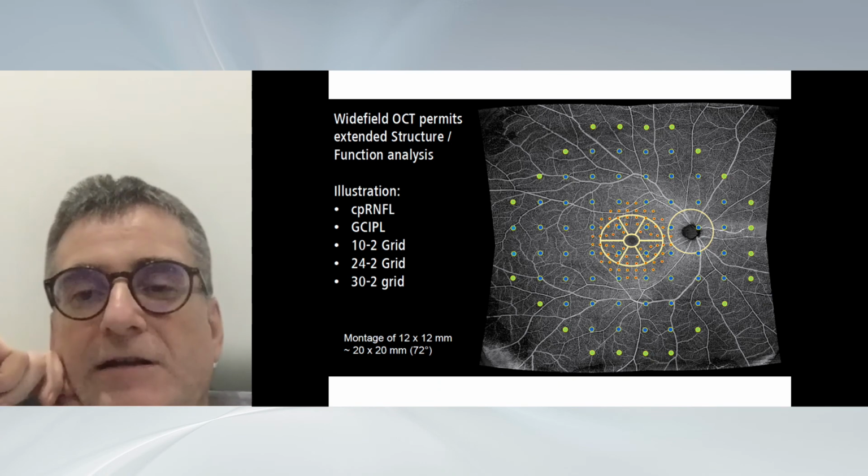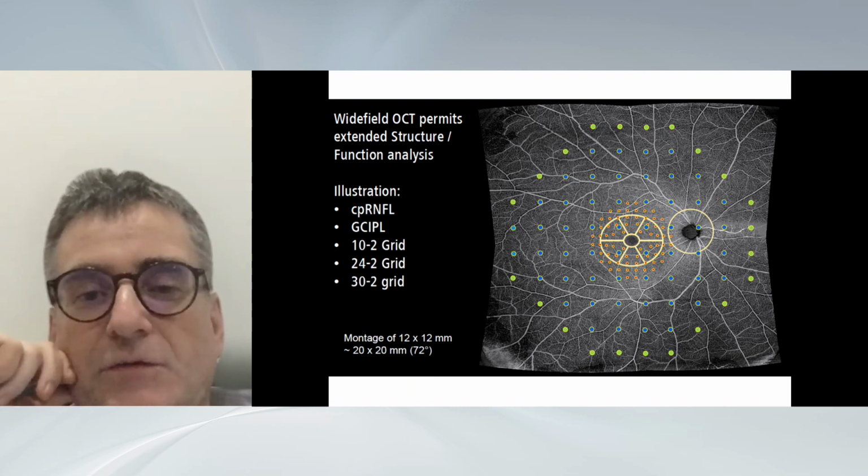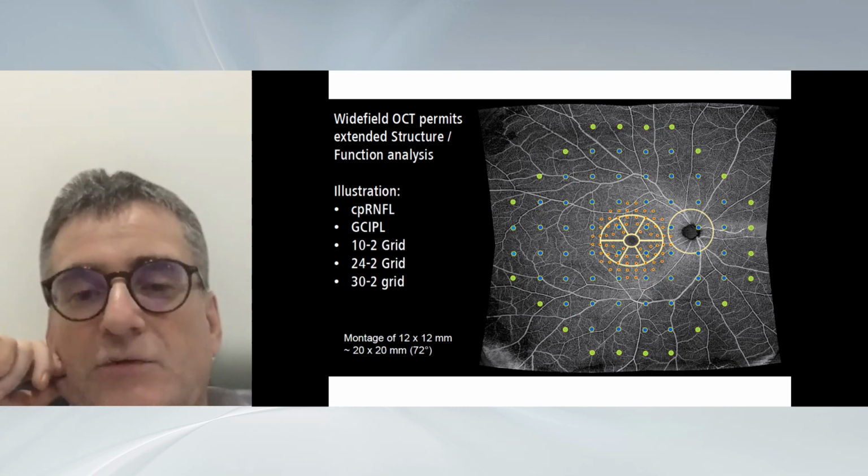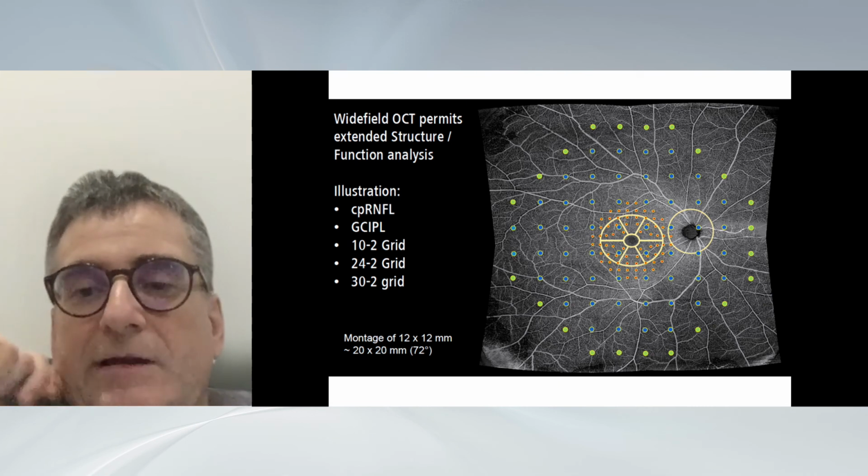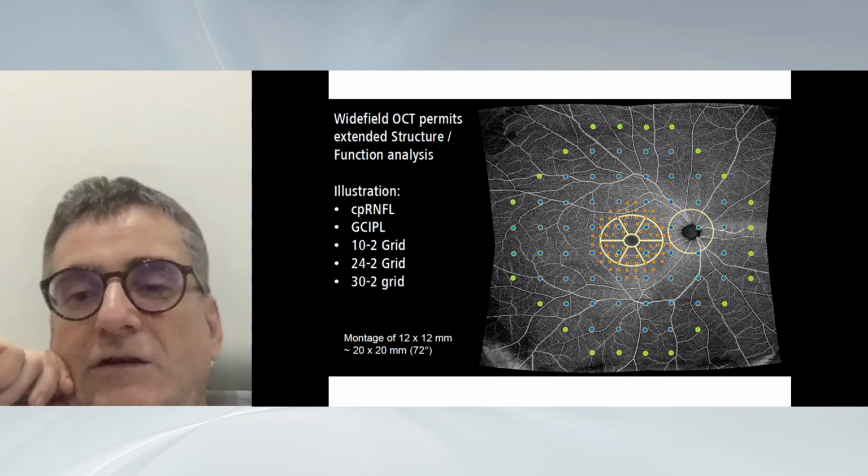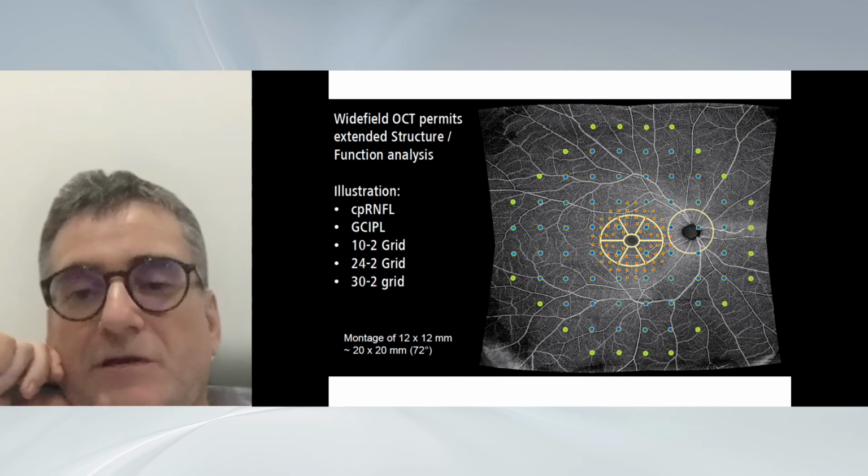It may be different, however, with wide field OCT systems. This is a prototype, for instance, from Zeiss that provides a 12 by 12 or a montage 20 by 20 millimeters. And then you can also much better correlate this to the visual field. Next.